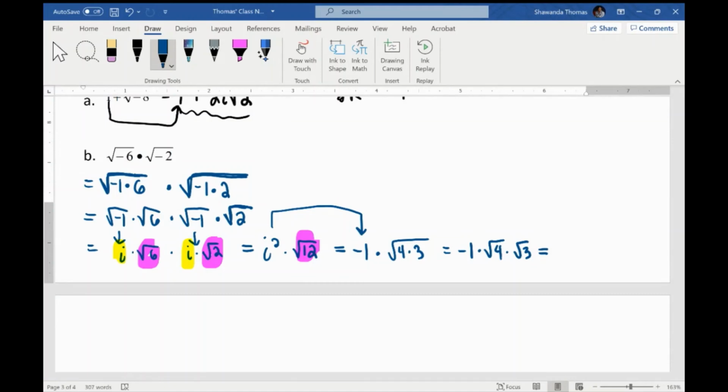Let's write it out. We got -1. Let's take our time. -1 times the square root of 4, which is 2. And we cannot break down the square root of 3 because 3 is not a perfect square. So what we really have is -1 times 2, which is?